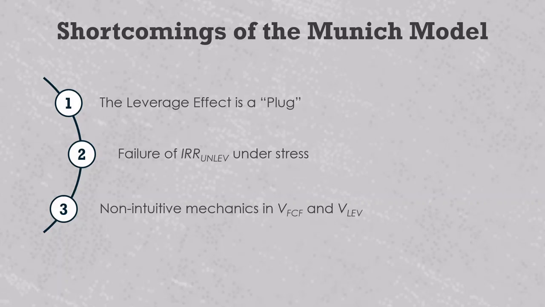And that's a problem here because the unlevered IRR formula tends to fail under the stress of either high debt or large changes in debt. To see this, consider a company that grows its enterprise valuation from 100 to 180 over 4 years. So that's about a 15.8% CAGR in the enterprise valuation.